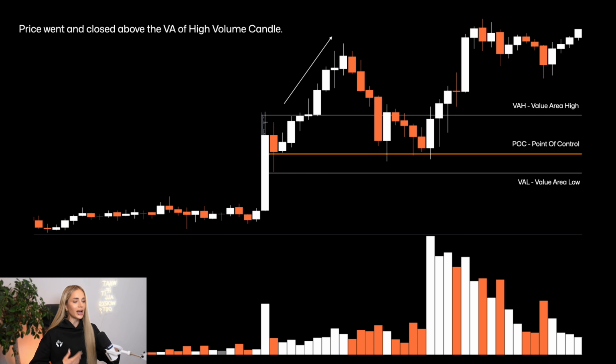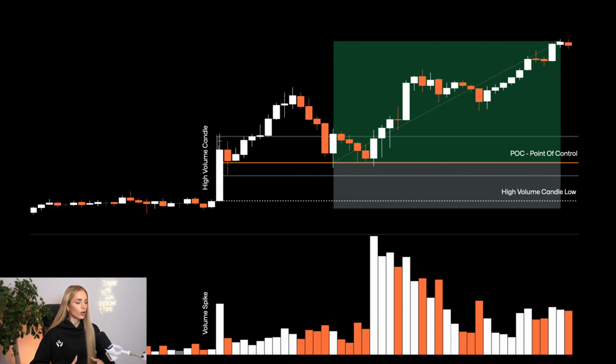Most importantly, how would you take a trade like this? Well, from here we can take a long at the retest of the point of control and expect further upward continuation. Stop loss would go below the low of the high volume candle.